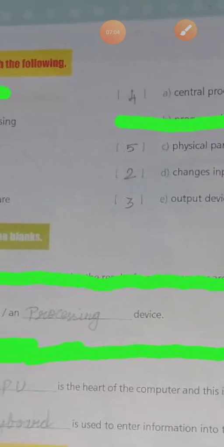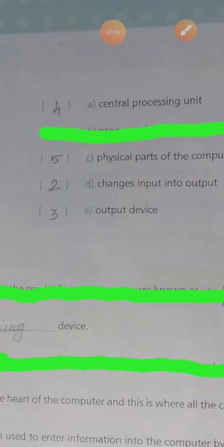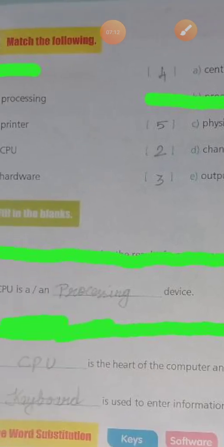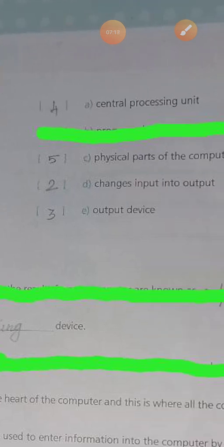And then CPU means central processing unit. It is the heart of the computer. It is the brain of the computer. I told you, no. And then hardware means physical parts of the computer. So clear? Match. So processing means it makes the input into output. Printer means it is an output device. So CPU means central processing unit.